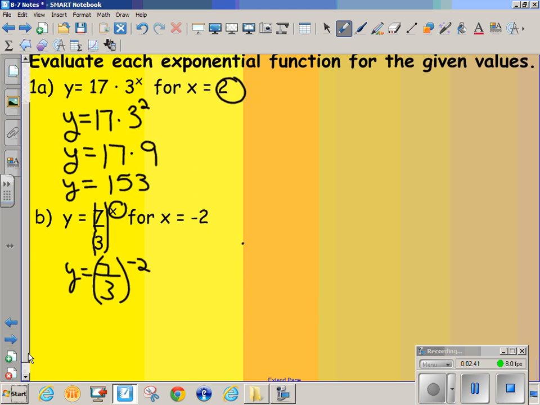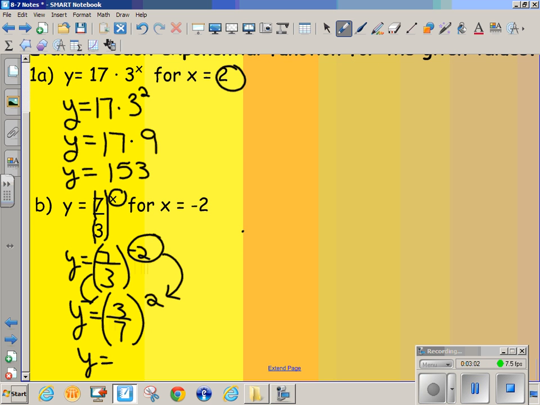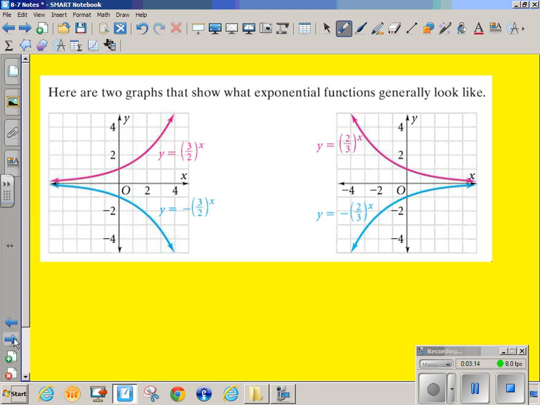And we learned in our last target that when we have a negative exponent outside of the parentheses, we can just write the reciprocal and then raise that to the positive exponent. So the -2 became a +2, and then we just wrote the reciprocal of 7/3. So y now is equal to 3 raised to the second power over 7 raised to the second power, or 9/49. Final answer. So that's how to evaluate an exponential function.